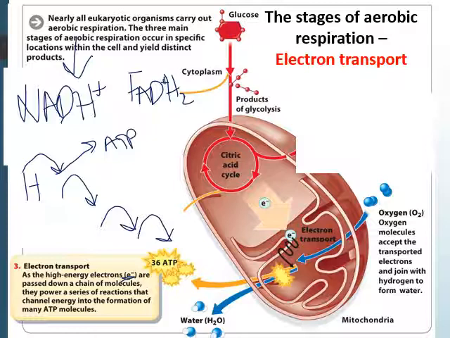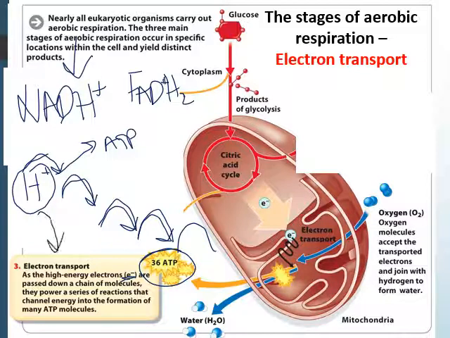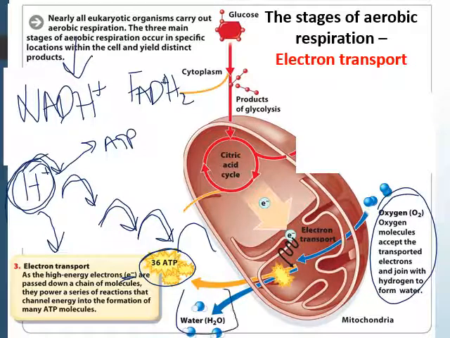So all of these high energy electrons are being passed down the chain of molecules, and every time it's passed down, it's creating an ATP. So it does this 36 times. And at the end, this little hydrogen is thrown off as a byproduct, and it's combining with oxygen molecules, right? The oxygen molecules accept the transported electrons. They join with this hydrogen, and now we have water as a byproduct. So again, water is kind of our byproduct of the electron transport chain, and it's also another waste product.